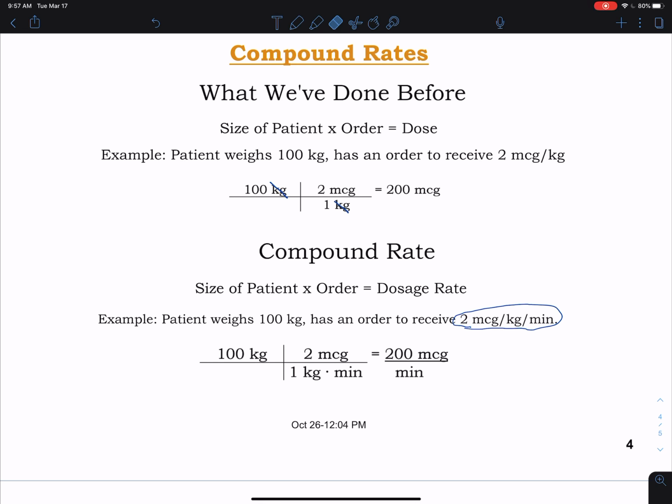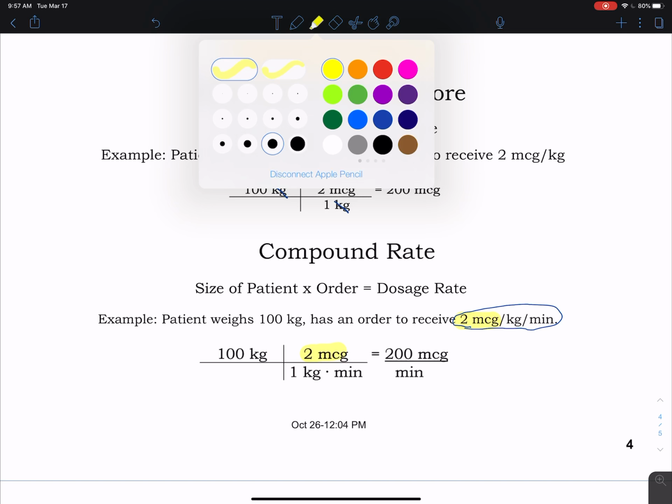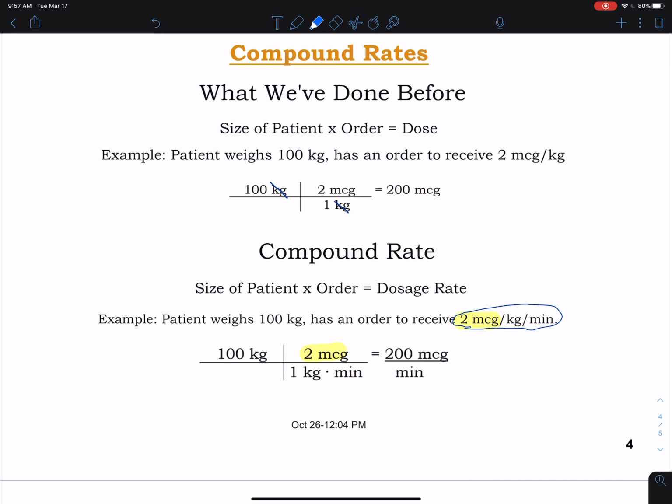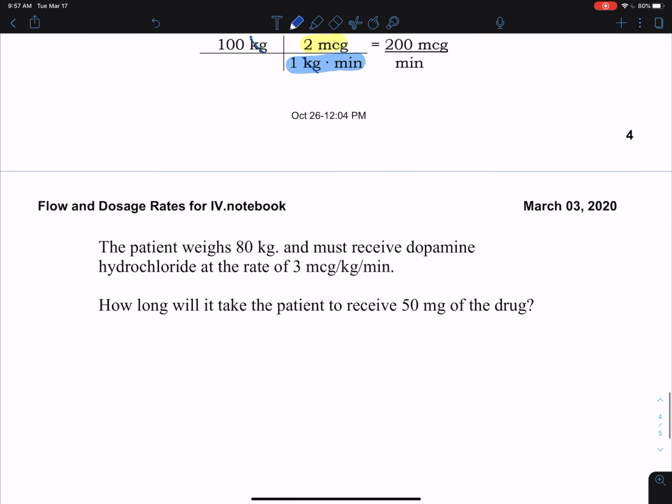We still start with the size of the patient, 100 kilograms. But with our compound rate, 2 micrograms stays up in the numerator. That second part of the unit rate, the kilograms per minute, goes in the denominator. And it'll always be that way, where the first part of the rate stays by itself and the second 2 units always go together. Our kilograms once again cancel out, and we're left with 200 micrograms per minute.